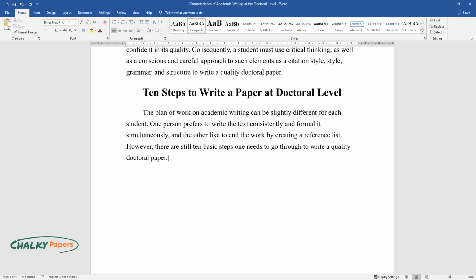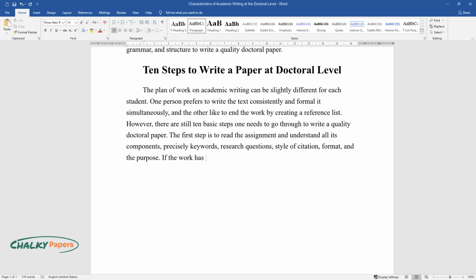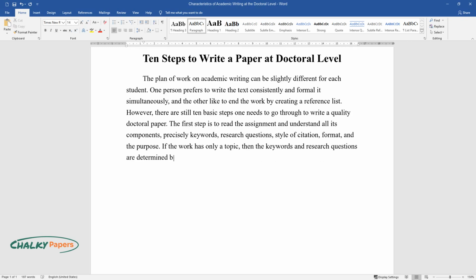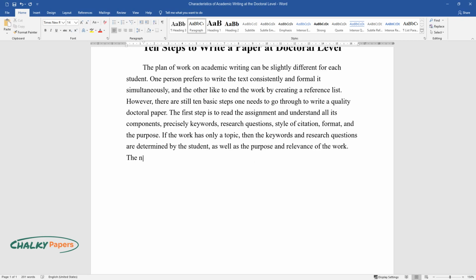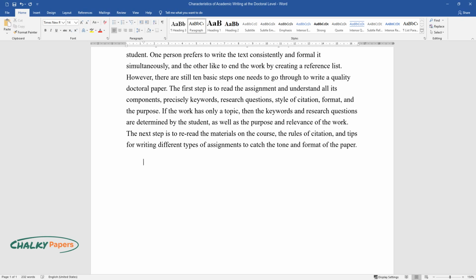The first step is to read the assignment and understand all its components, precisely keywords, research questions, style of citation, format, and the purpose. If the work has only a topic, then the keywords and research questions are determined by the student, as well as the purpose and relevance of the work. The next step is to reread the materials on the course, the rules of citation, and tips for writing different types of assignments to catch the tone and format of the paper.